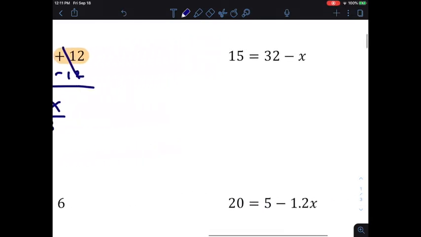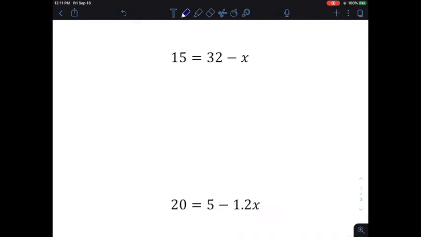Okay, another one. In this case, we have that x on the right-hand side again, and sometimes we don't like that, but we want to be careful here. The thing that's furthest away from that variable is a 32. You'll notice it's a positive 32 because there's no sign in front of it other than the equal sign. So if it's positive 32, we want to subtract 32 from both sides. And 15 minus 32 is going to become a negative number, so it's negative 17.